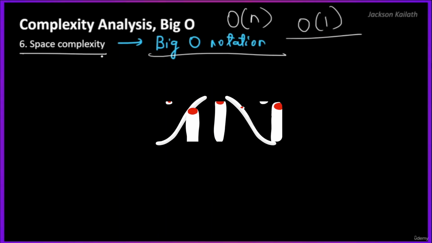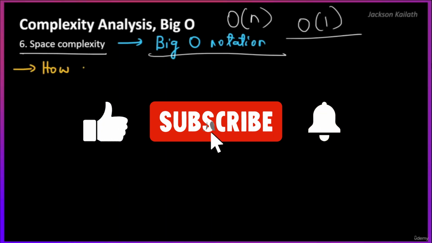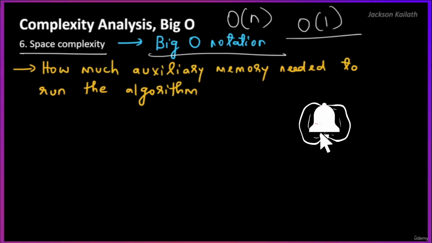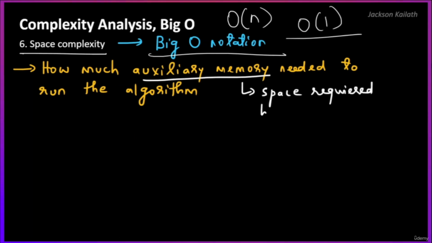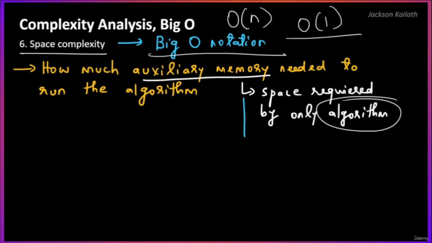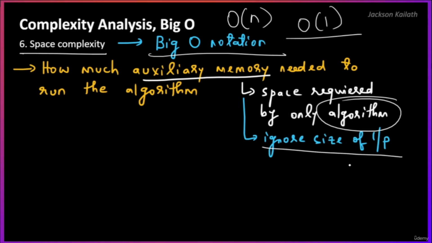Now, space complexity, let me just write it over here, means how much auxiliary memory is needed to run the algorithm. So over here we have an interesting point. We only deal with the auxiliary memory or extra memory, which is the additional space required only by the algorithm. We don't consider the size of the input. It's understood that as the input size increases, to store the input we would require more space, but we are not going to consider that when we evaluate the efficiency of the algorithm. We only deal with the extra space required by the algorithm to execute. All right. So that is what space complexity is about.